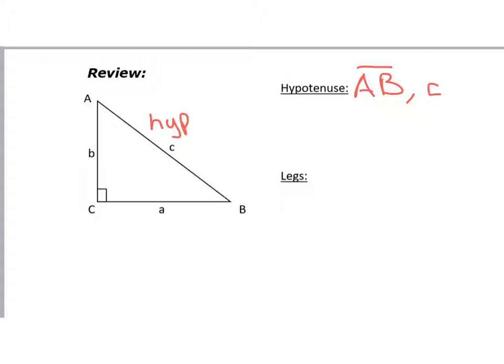AC. AC is the name of the side, segment AC, which has a length of b. That's a leg. And also CB, which has a length of little a. That's also a leg.